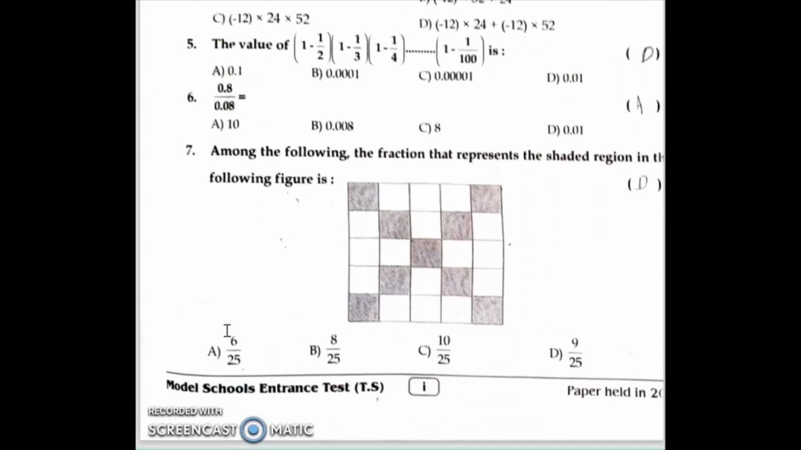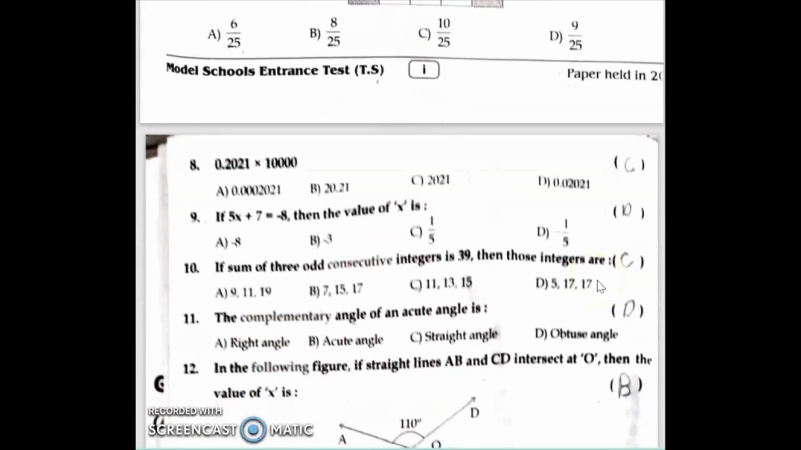Among the following, which is the fraction that represents the shaded region in the following figure? Here the correct option is D, 9 by 25. 0.2021 into 10,000. Here the correct answer will be C, 2021.